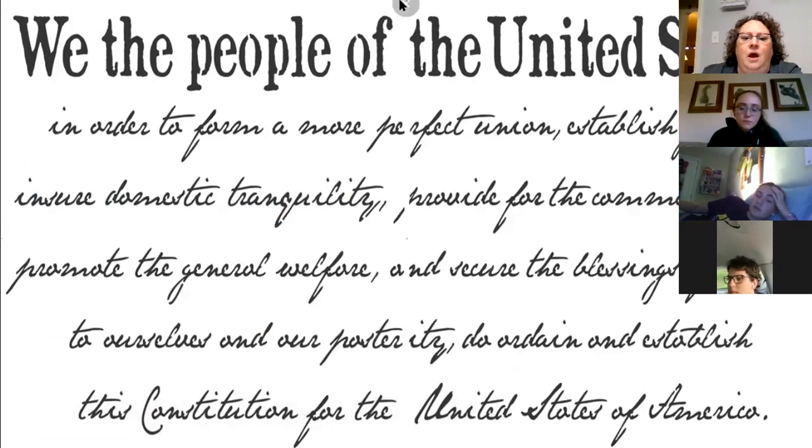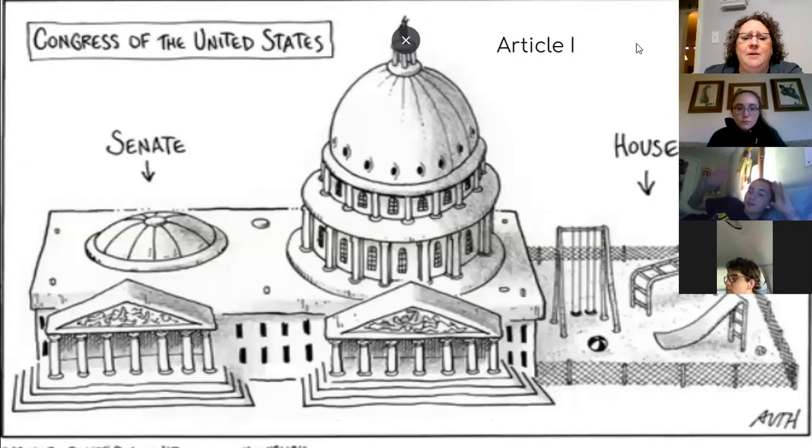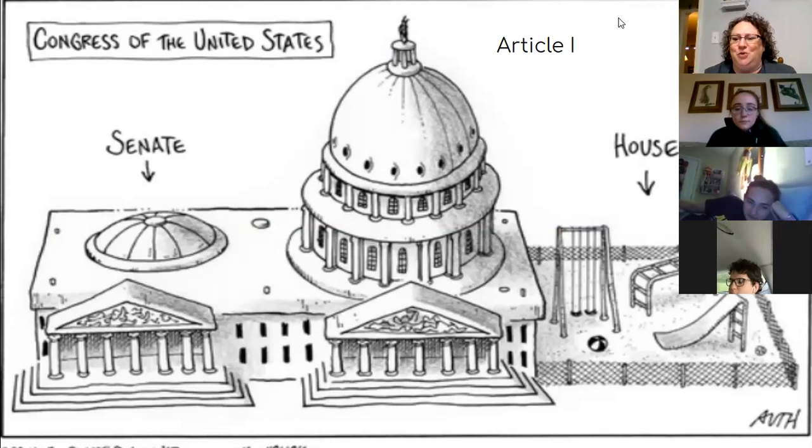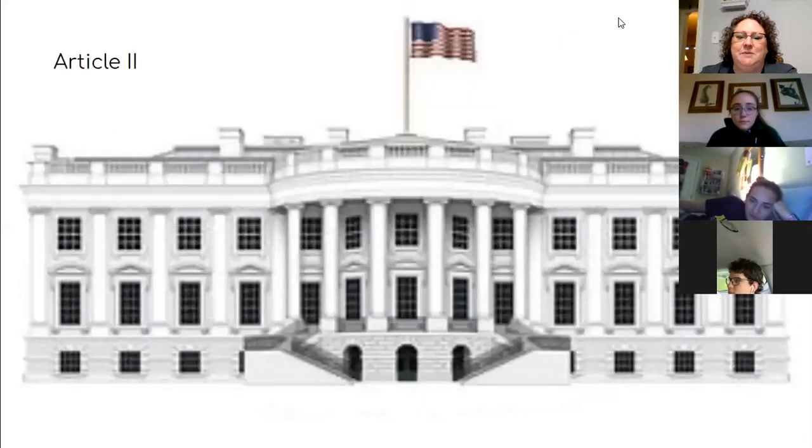All right. So Article 1 is all about Congress. And of course, this is a little joke: the House is kind of like a playground, and all the real work happens in the Senate. But it's true that they're supposed to work together and come together to make bills. And then Article 2, remember, is all about the executive branch.